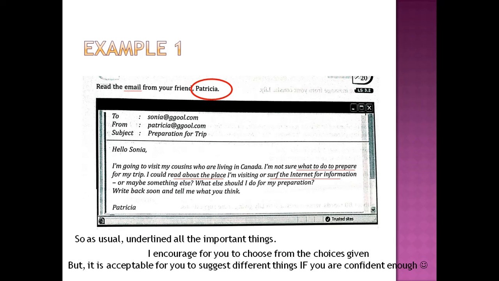But it is acceptable for you to suggest different things if you are confident enough. Because in the email, the writer may have written something else, which means the writer wants you to suggest something other than reading the book and surfing the internet. Okay, so let's focus on the first one: price, fee, cost, or pay.